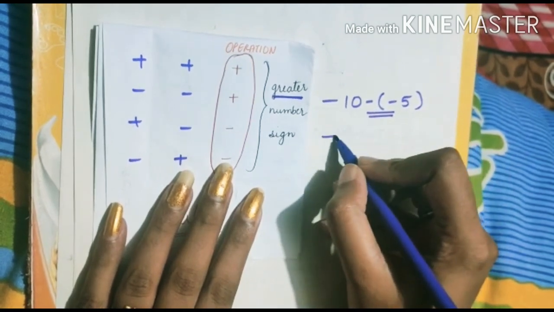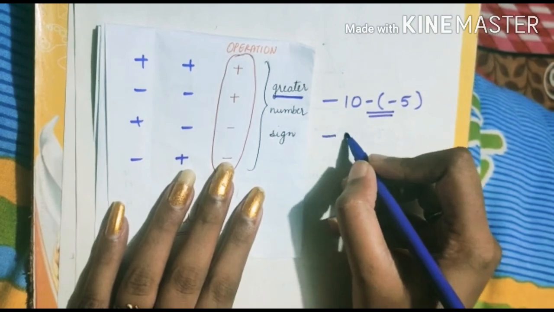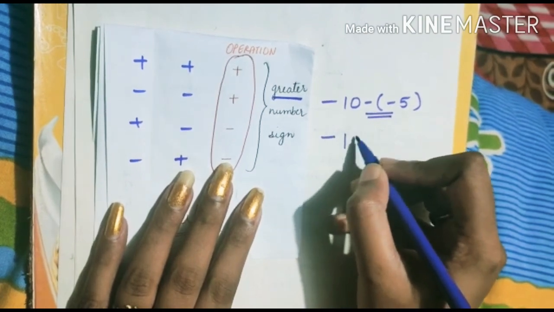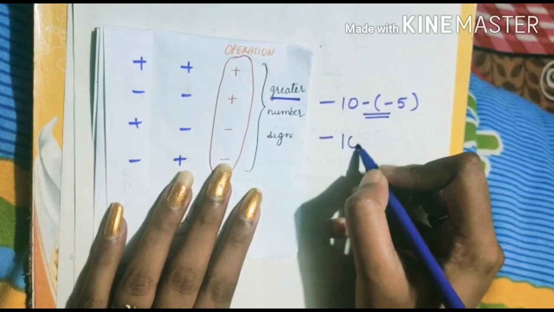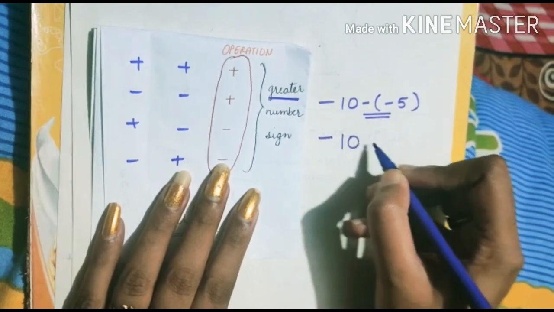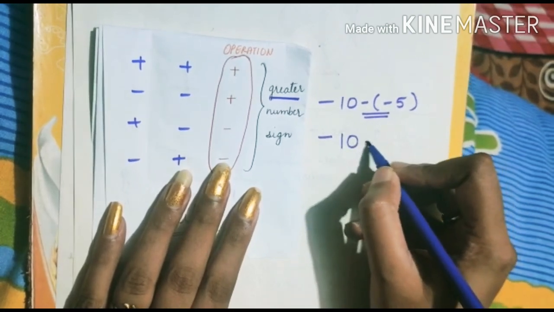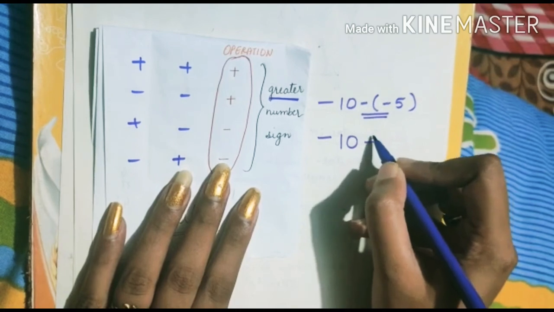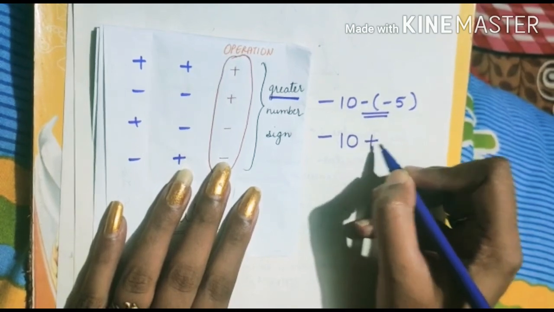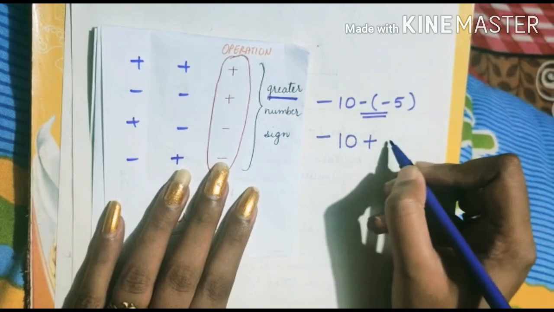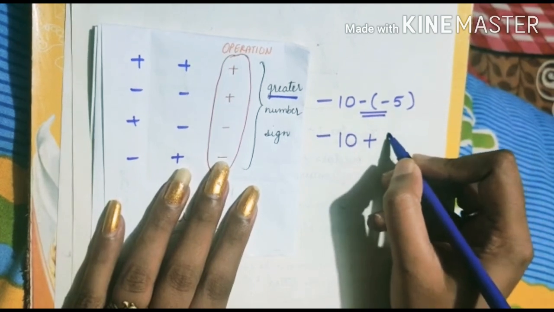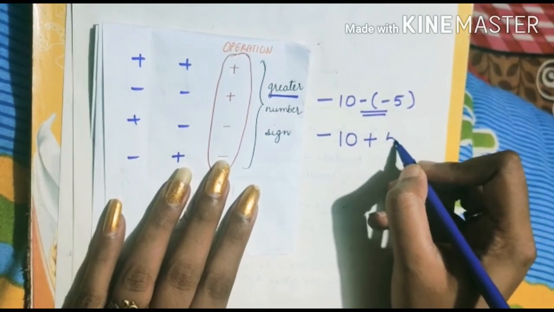So what will I write? I will write minus 10 as it is. Students, I have to write minus 10 as it is. I will not disturb 10. What will I do? I can see two negative signs. Minus minus is plus. So instead of two negative signs, I will put plus, and then again I will not disturb my digit 5. I will put my digit 5 as it is.